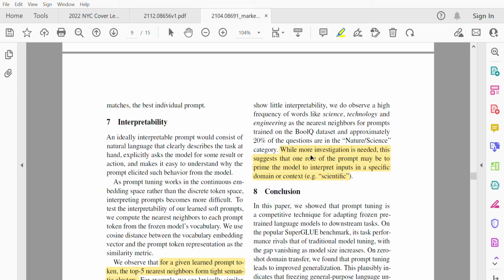So like when it's answering natural science categorical questions, the prompt can say, hey, this is scientific, think in this way. I don't know how true that is. They say there's more investigation needed there, but yeah, would love to hear people's thoughts. That is it for this paper.